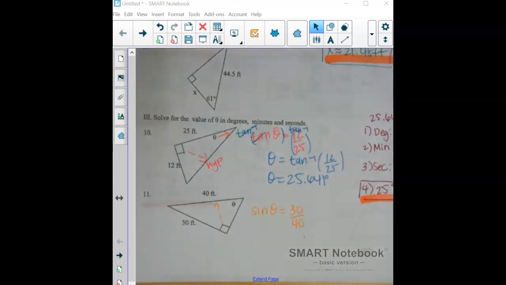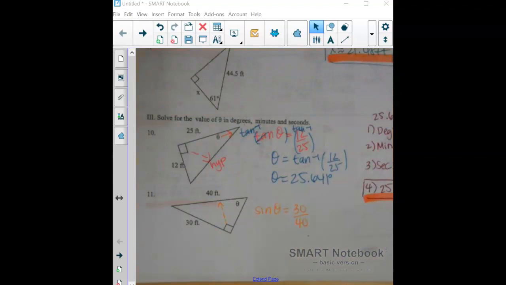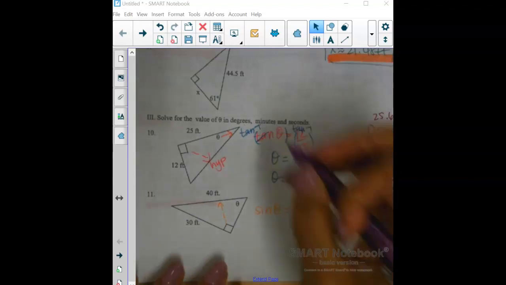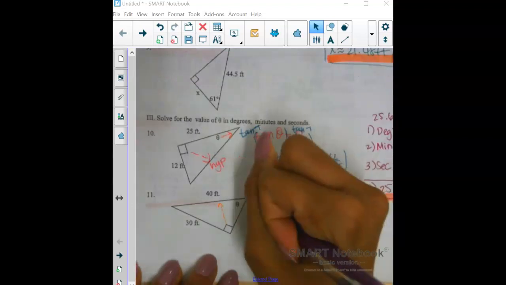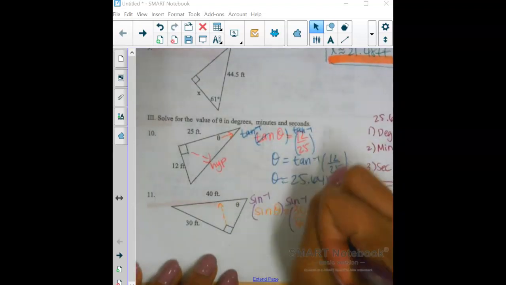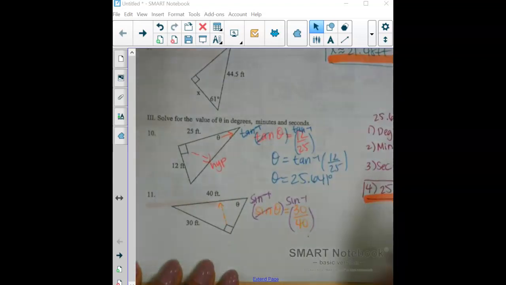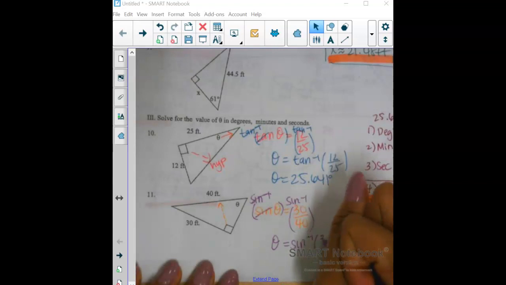You could technically simplify 30 over 40, but remember, you have a calculator. Save that work for the calculator for later, because I find when students find things way easier than they think it is, they'll start making more mistakes. So just leave it as 30 over 40, and we're going to cancel out the sine, not by dividing, but by doing sine inverse instead. And we're going to rewrite this as theta, which will equal sine inverse of 30 over 40.